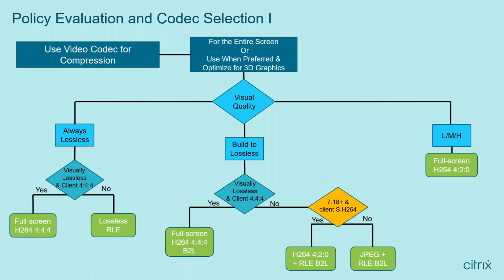The last setting with visual quality is low, medium, high. Interestingly, it doesn't matter if you select low, medium, or high with the other settings in combination, because it always ends in full screen H.264 with 420. So when you set use video codec for compression for the entire screen and use when preferred, you can set visual quality low, medium, high, always the same result for the user, which is also confusing for many admins because they are not aware of that.